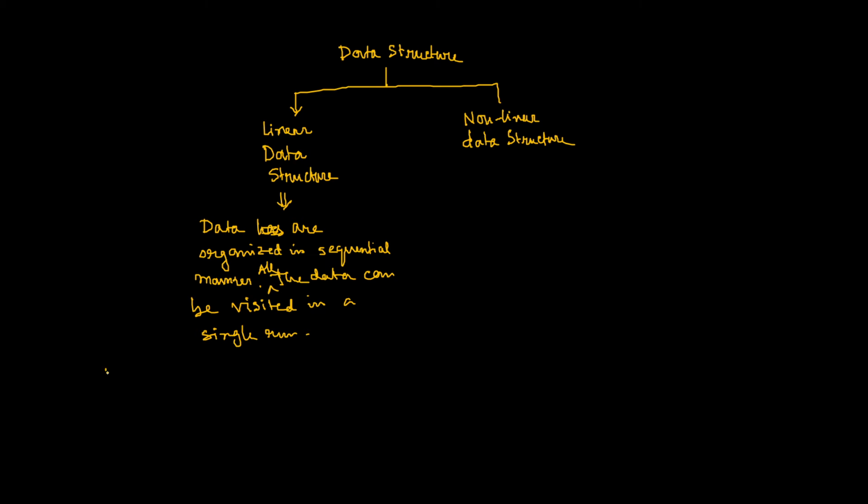What is an example we have seen over here? Till now, all the data structures that we have discussed are linear data structures. For example, if we start from array, even array is also a data structure, right? Array, stack, queue, linked list, all types of linked list. These all are examples of linear data structure.